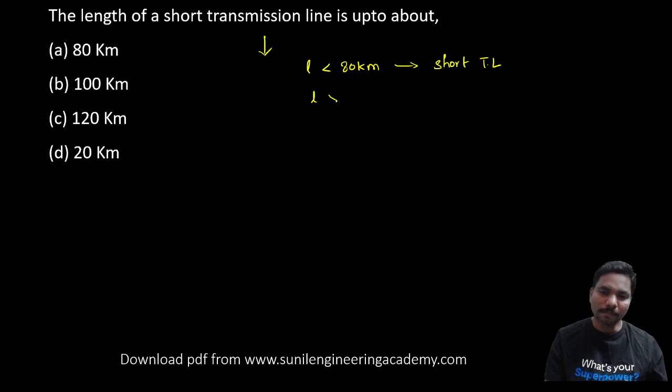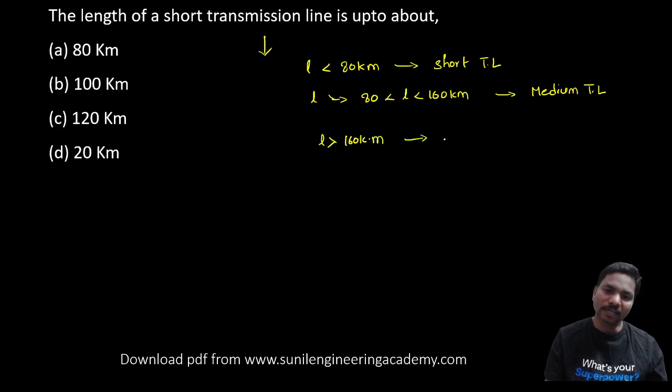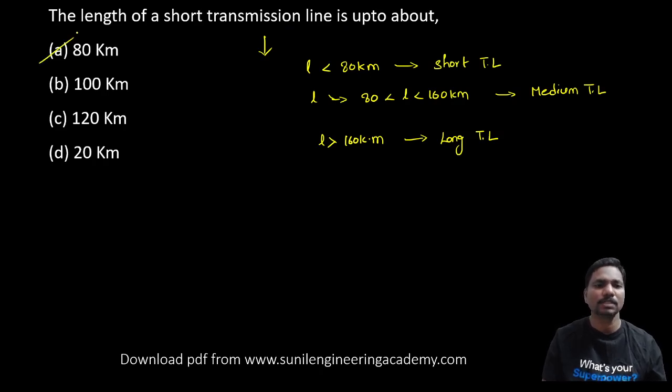Length between 80 to 160 kilometers, then we can say that is the medium transmission line. Whenever the length is greater than 160 kilometers, then we can say that is the long transmission line. So they have given short transmission lines up to 80 kilometers, so the answer is option A. Very easy question.